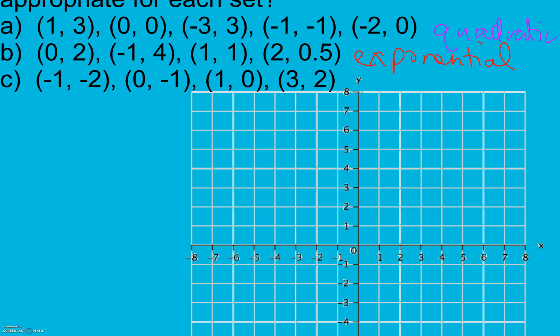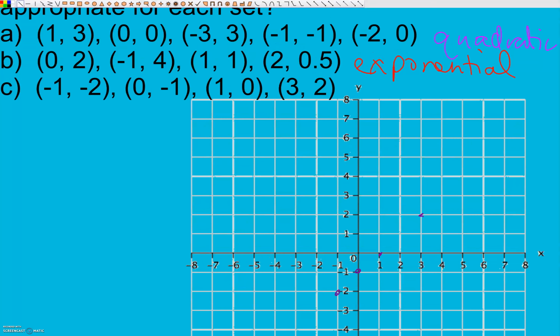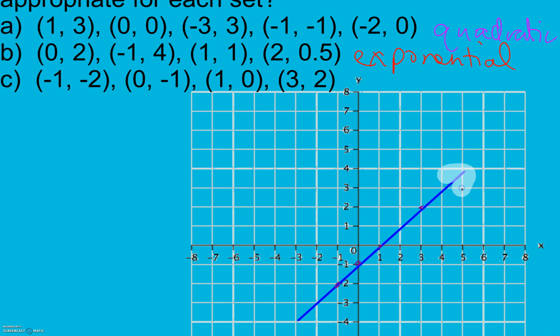And see here, negative 1, negative 2, 0, negative 1, 1, 0, and 3, 2. Here, if I took my straight edge, I could connect all those points into a line. Okay, that means that this is linear. Connect all of them with a line, so it's linear.